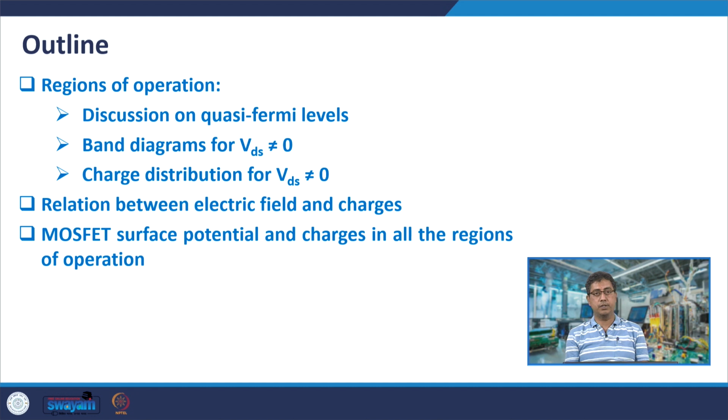First we will discuss quasi-Fermi level, using which we explain the electron and hole concentration in different parts of the device. In the previous lecture we had seen, for VDS equal to 0, how the carrier concentrations vary in different regions of the MOSFET. In this lecture we will see what happens when the drain to source voltage is not 0.